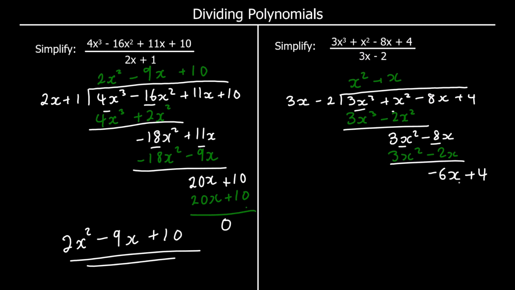Negative 6x over 3x will be negative 2 times by the negative 2. And we've got take away, we've got nothing left. So we've just got x squared plus x minus 2.